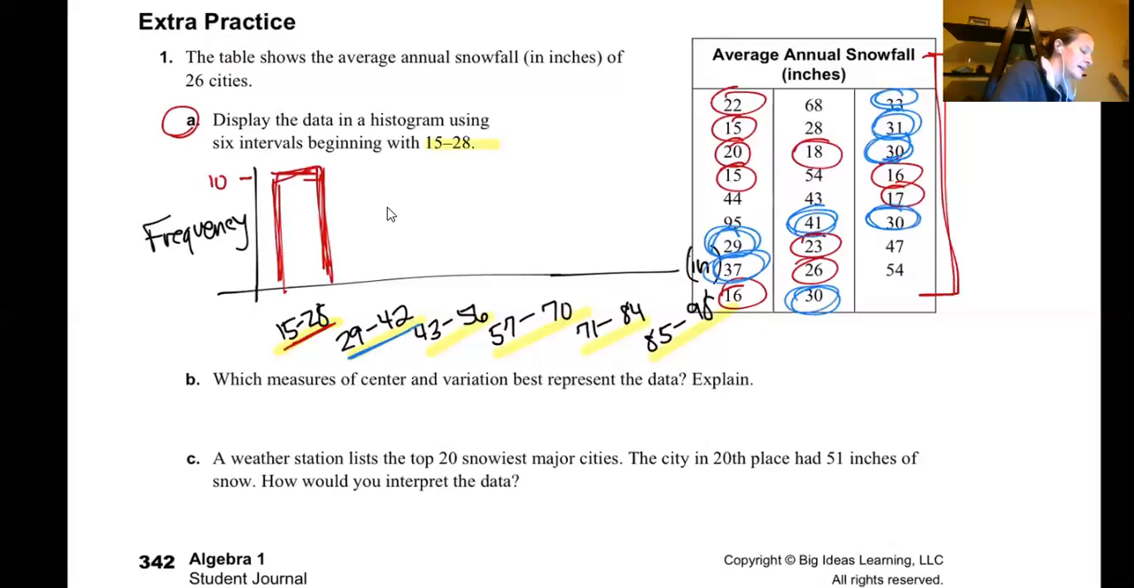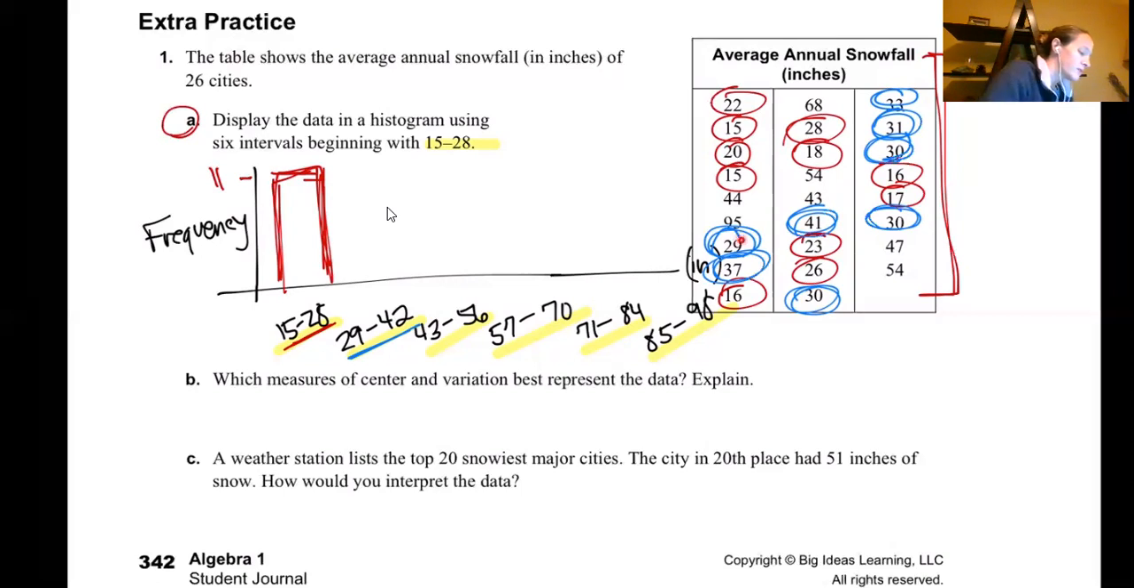Ah, bummer. I was technically a little bit wrong. It shouldn't have been 10. Instead, it should have been 11. We missed one when we were going through. So let's go ahead and get that 11 up there. But 29 to 42, hold on, let's count up those ones.